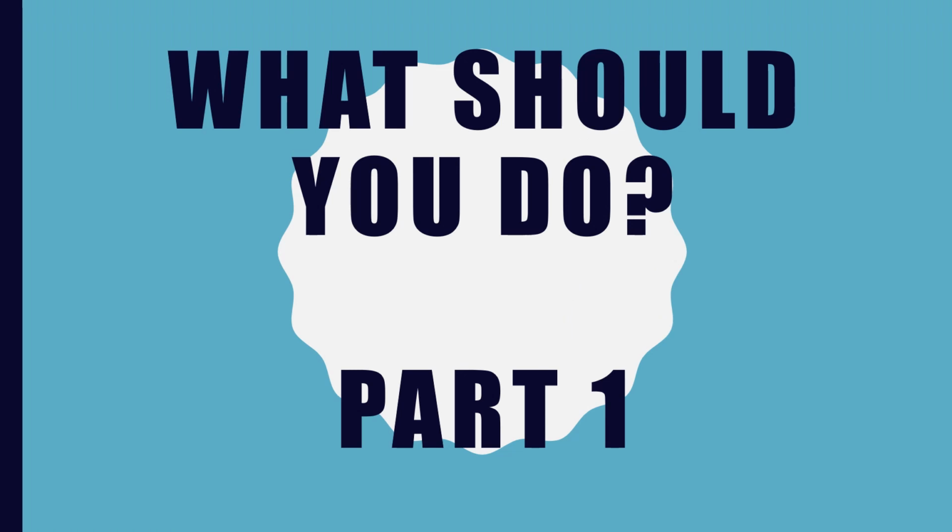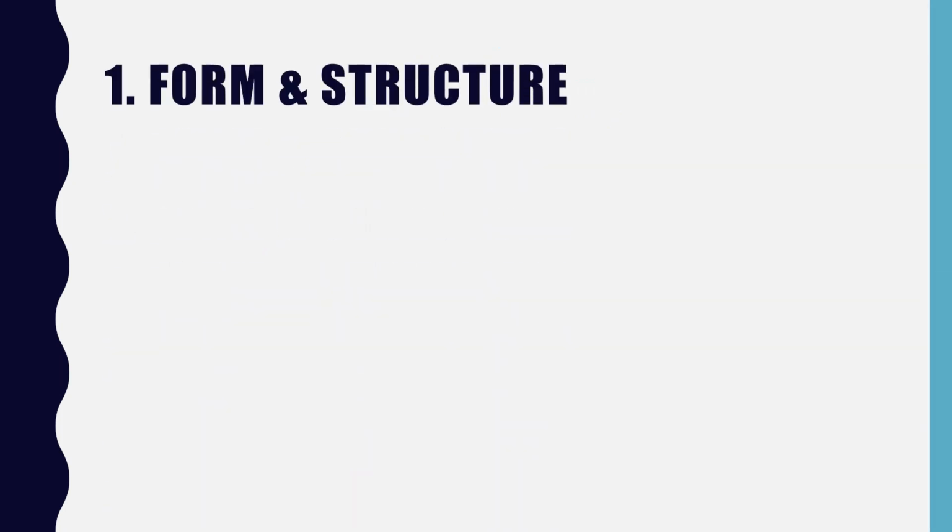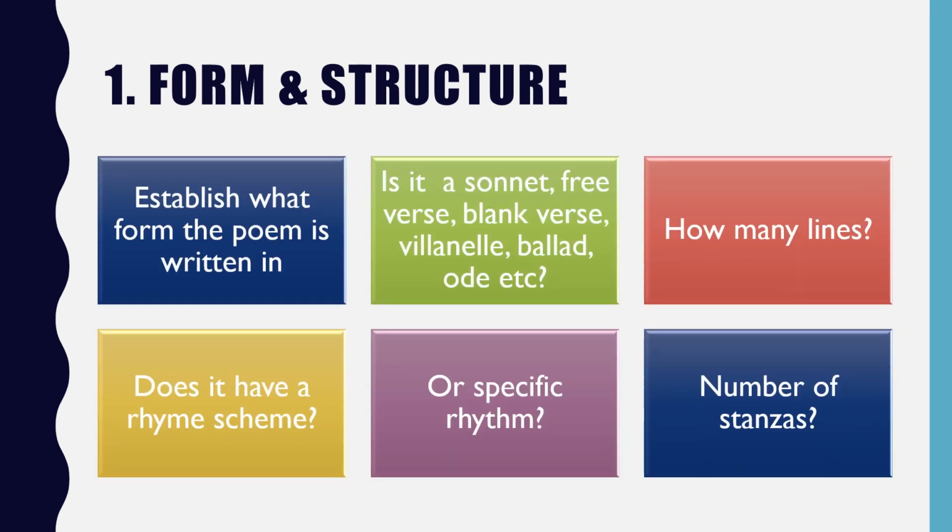So what should you do for part 1? First thing I always recommend is for you to write down form and structure. So establish what form the poem is written in. Is it a sonnet, free verse, blank verse, villanelle, ballad, ode, whatever? If you don't know what it's called, look at the structure. You may not always remember in exam conditions all of the characteristics of these different types of forms, but I advise you to revise it and memorize them so you're quite familiar with it.